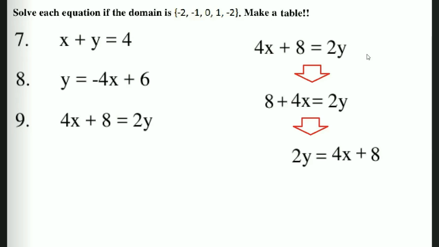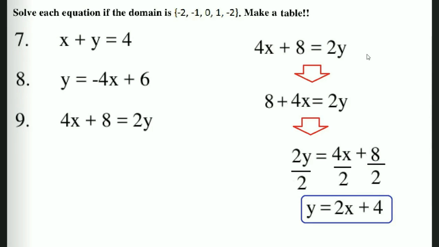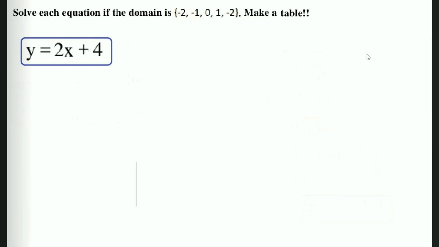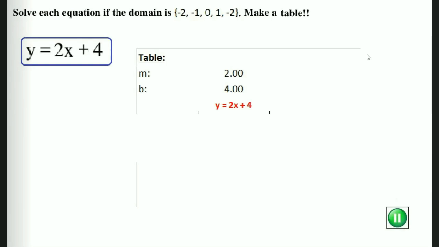We divide all our terms by 2. So if we do that, 2y divided by 2 is y, 4x divided by 2 is just 2x, and 8 divided by 2 is 4. Y equals 2x plus 4. All right, so now let's make that table.